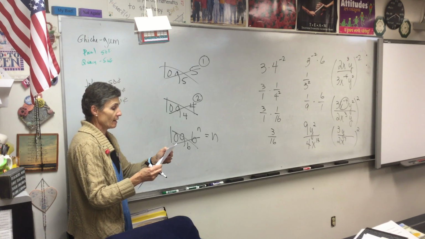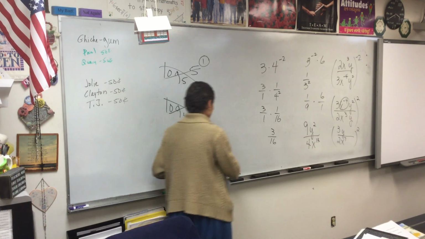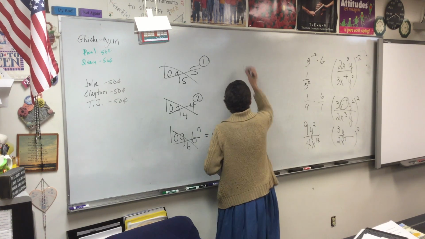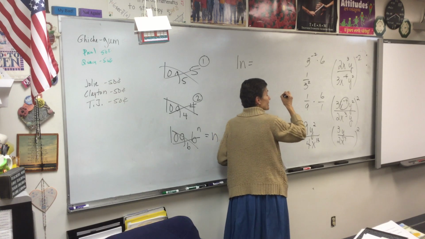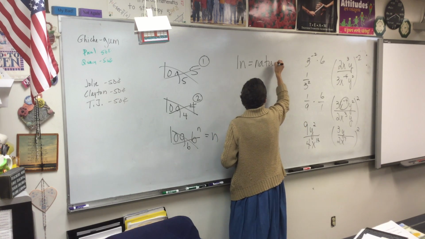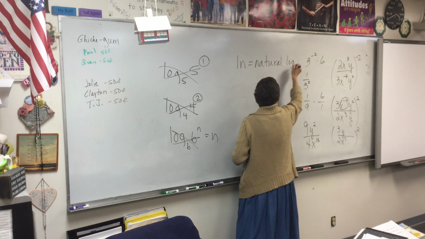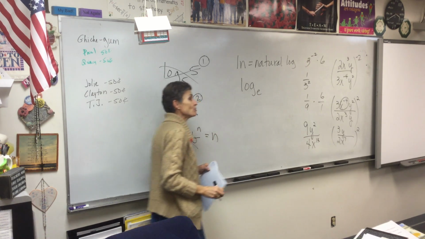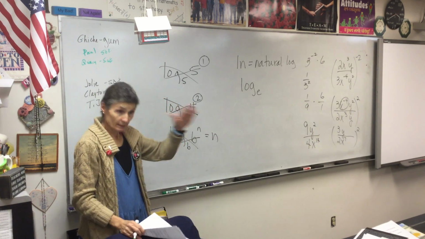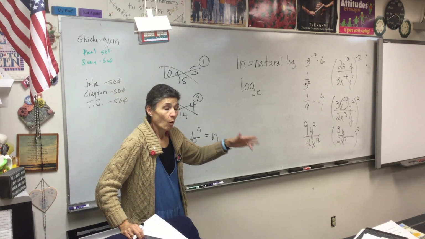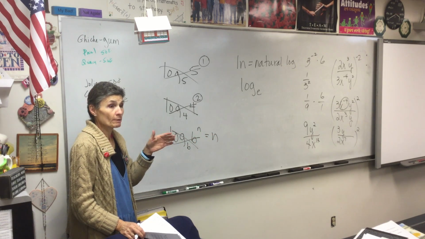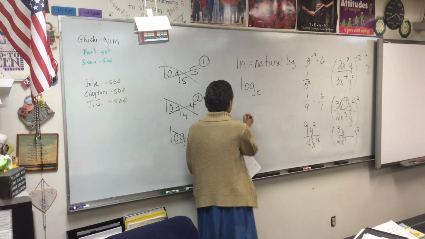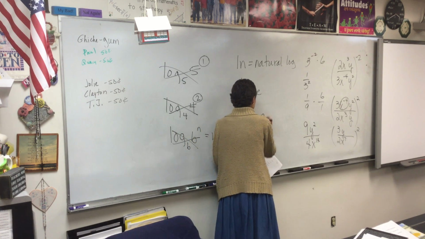Now I want to look at number 3 because it involves a notation that you may or may not be familiar with. Anybody remember what ln means? Well, it's called a natural log, and it is the symbol for log base e. So when you see an ln, you can leave it as an ln, or you can write it as log base e. So problem number 3 is the log base e of e cubed.